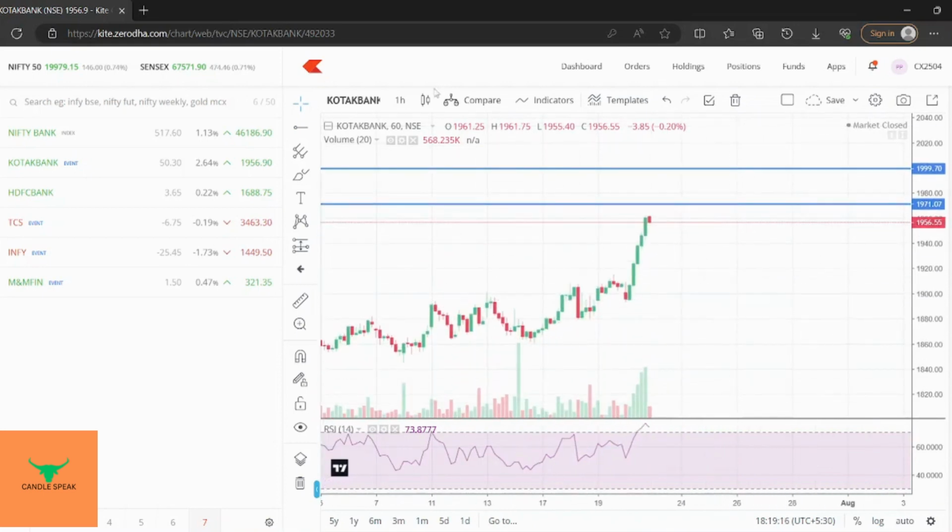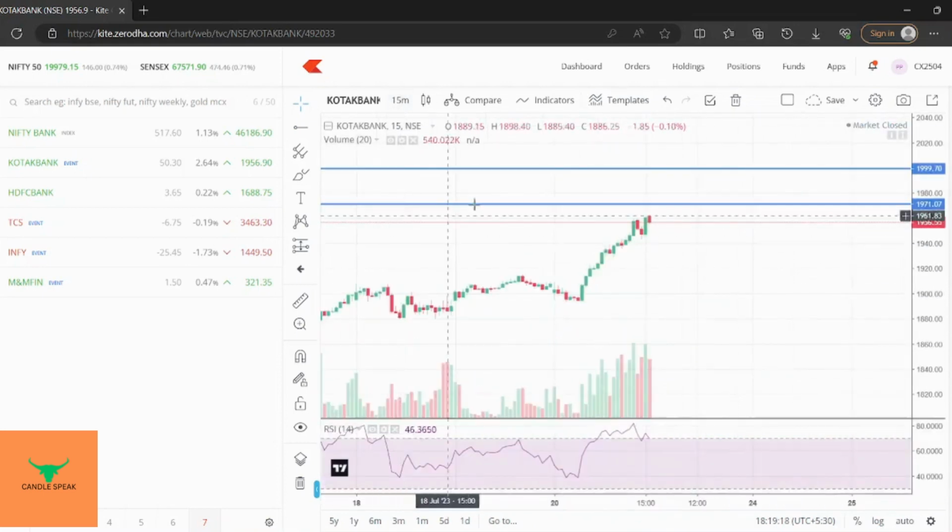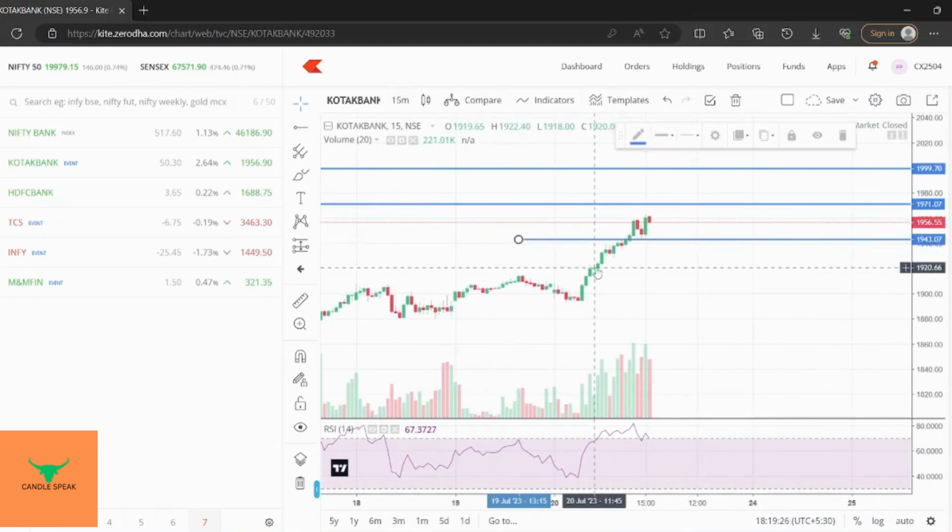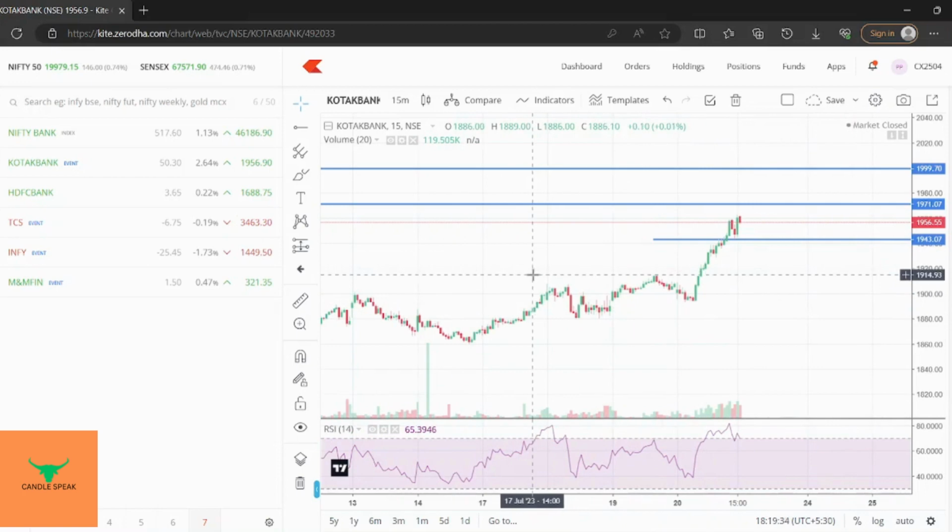Let me move towards the 15 minutes time frame. In the 15 minutes time frame, whenever it breaks this level of 1944, you can plan for selling if it breaks this level. Then 1920 and 1914 can be easily tested.